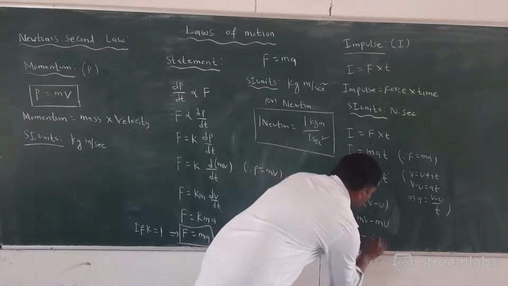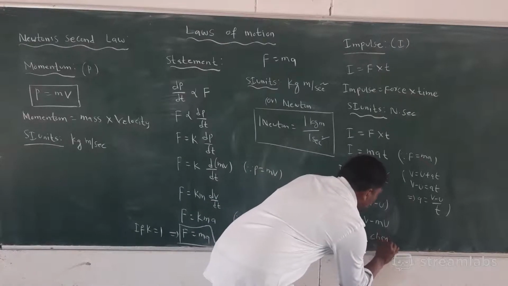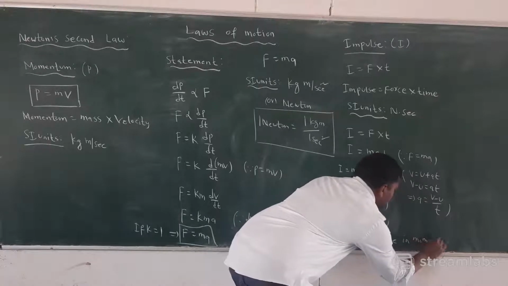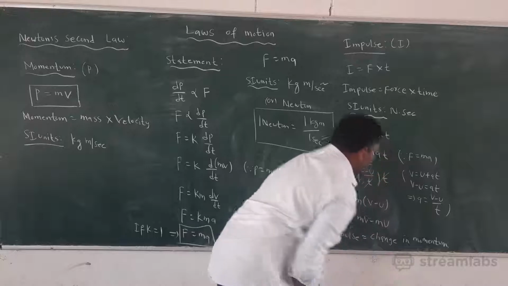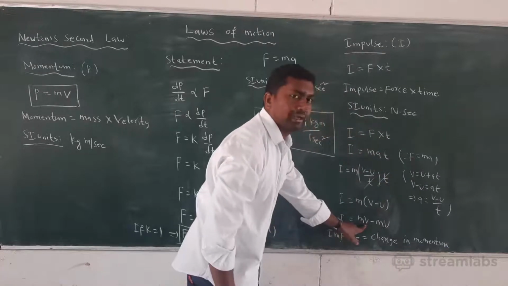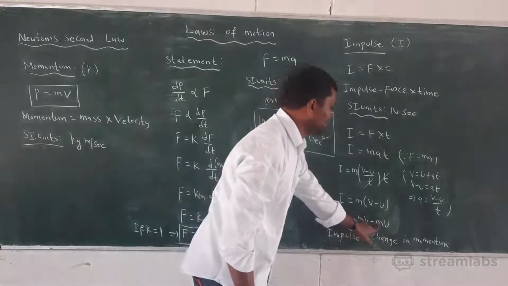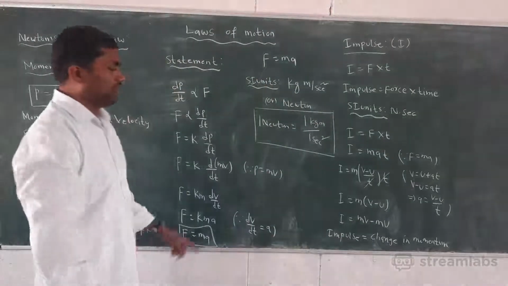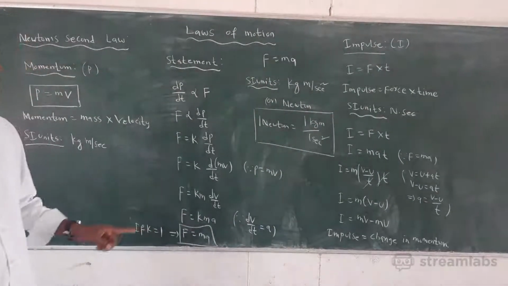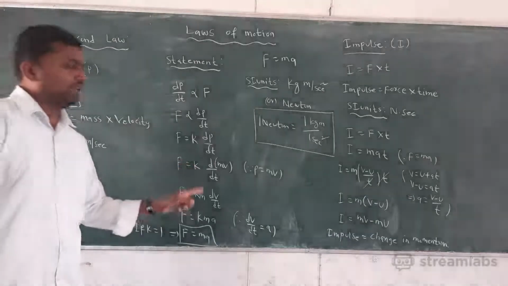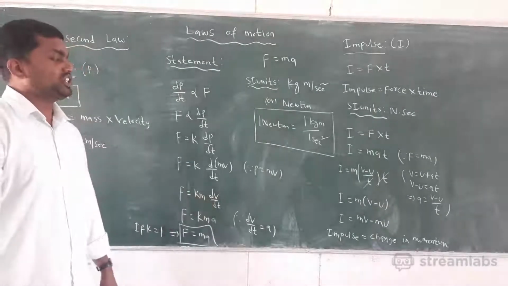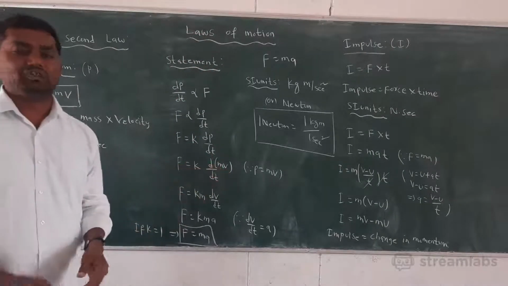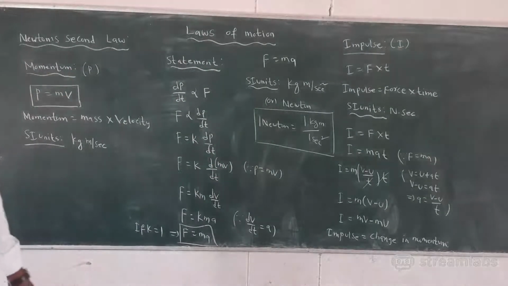Impulse is equal to change in momentum. Change in momentum is mv, the final momentum, minus mu, the initial momentum. So impulse is equal to the change in momentum, final momentum minus initial momentum. This is the total definition and formula of impulse.